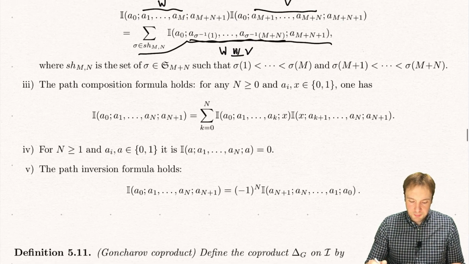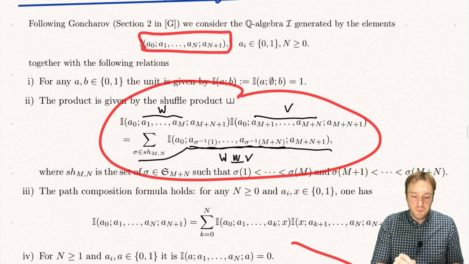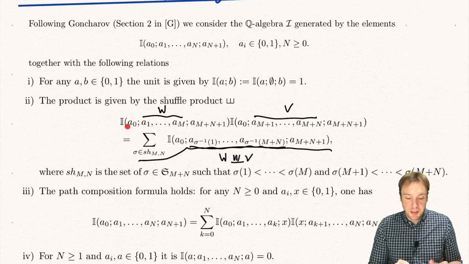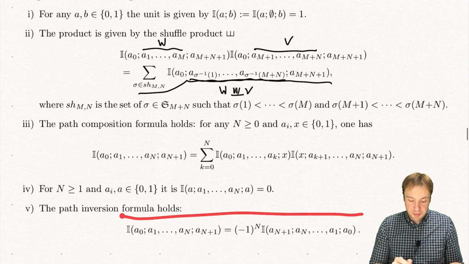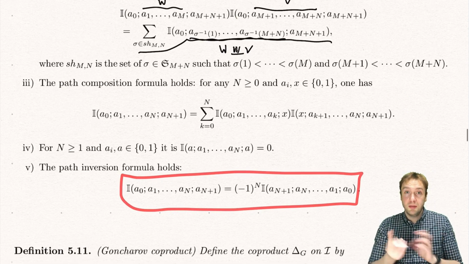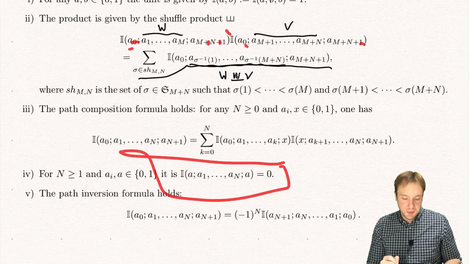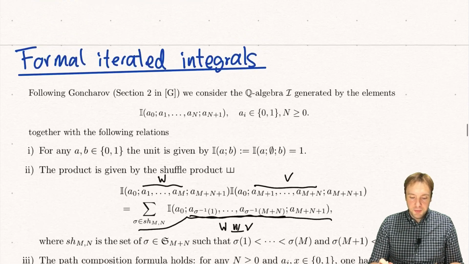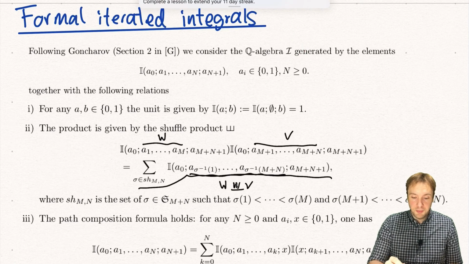In particular, these show that this shuffle product is defined for all formal symbols. Here it's just defined for formal symbols which start and end in the same letter, but if they do not start in the same letter, then I can use this inversion formula to let them start in the same letter. And if they are both the same, then one of them is zero by this one here. And so this is a Q algebra, the space I here, with this product and these relations.